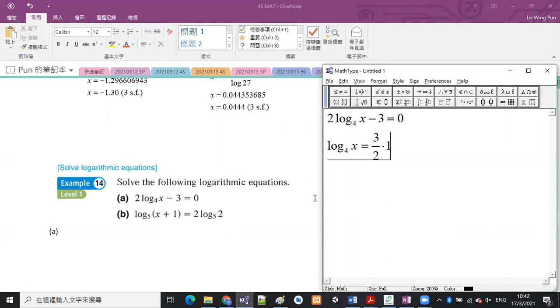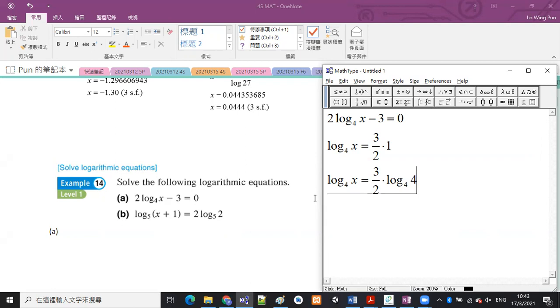And then the 1 will be written as log a base a, because we know that log a base a is always equal to 1. But if we want to have a log, then we need to choose what base the log should be. This base should be exactly the same as the base on the opposite side. That is base 4. So this 1 should be changed to log 4 base 4. Okay? Log 4 base 4.